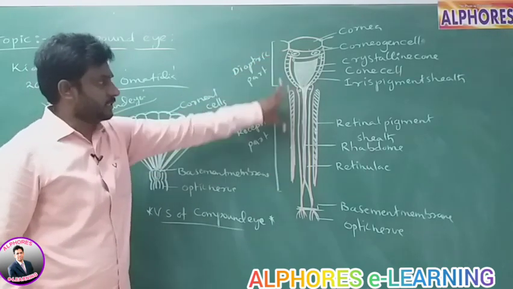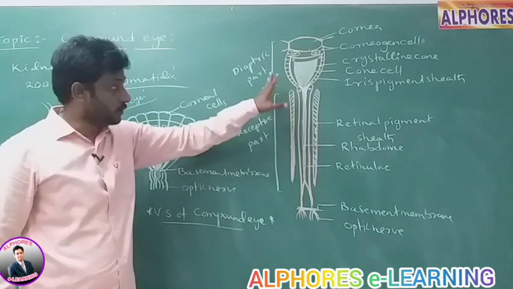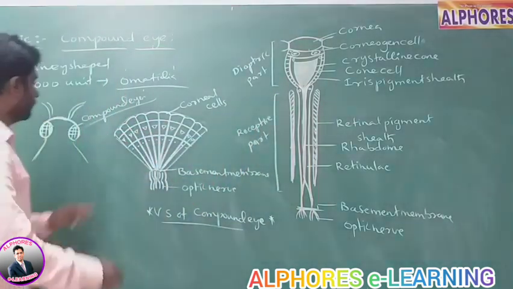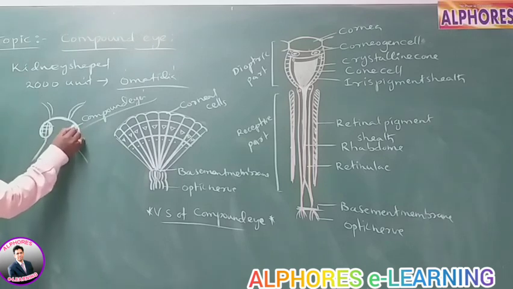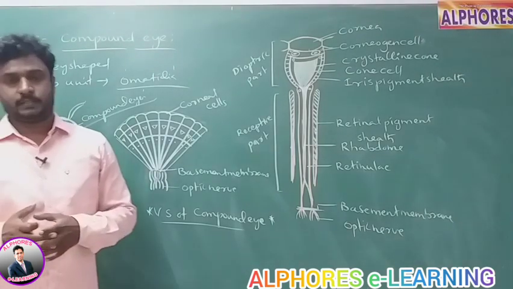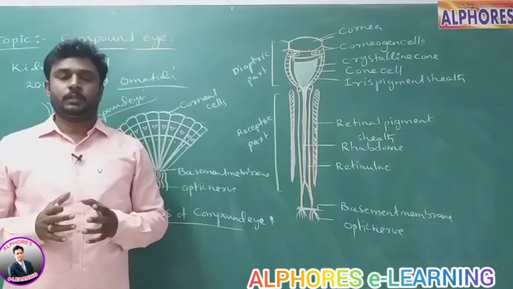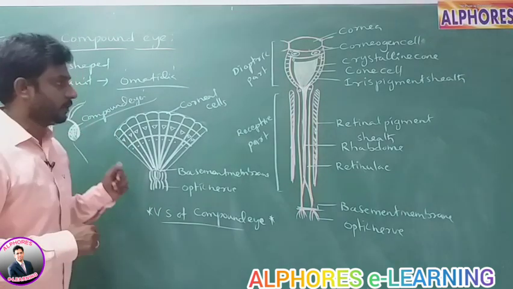If you see the structure of an ommatidium, it is an elongated cell. Like this, 2000 ommatidia are present in one compound eye. This is one compound eye. Each compound eye is made up of 2000 small units, which are called ommatidia or simple eyes. Compound means a union of simple eyes. 2000 simple eyes unite to form only one eye, which is called the compound eye.